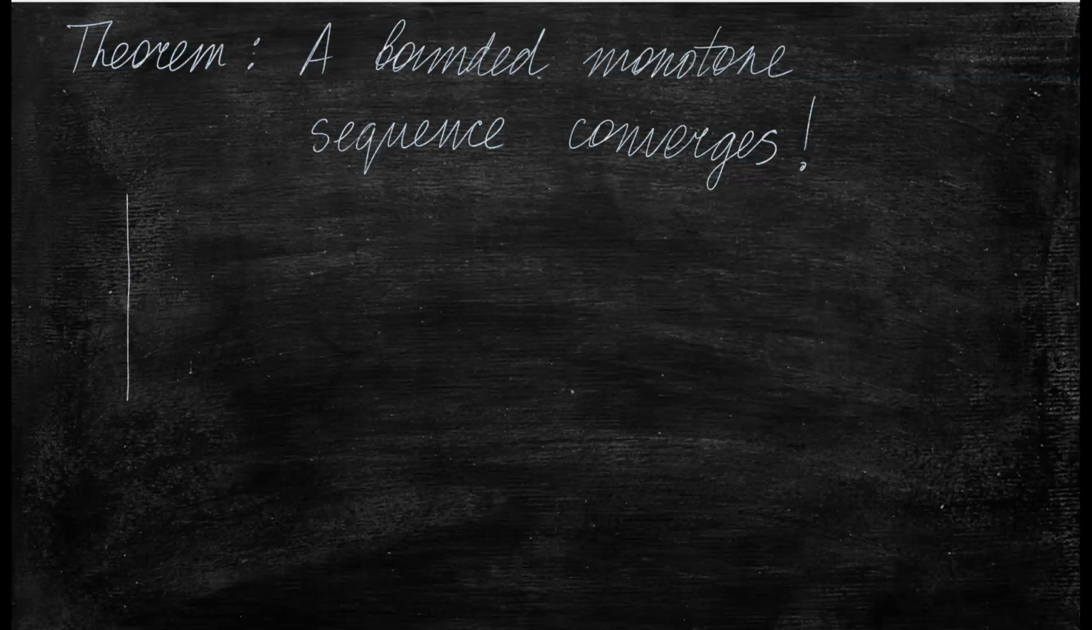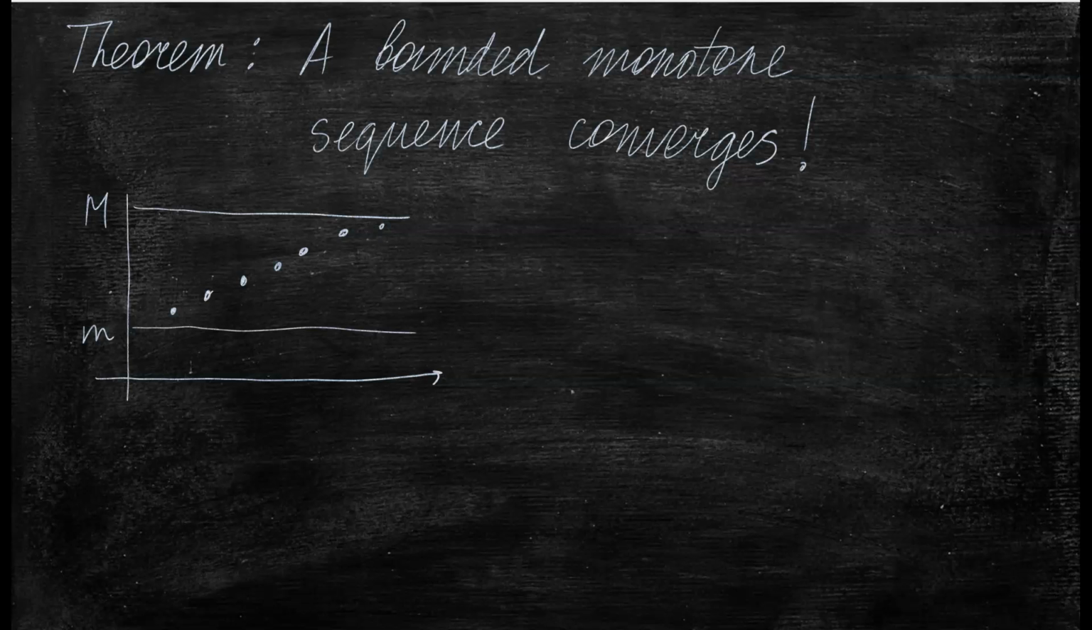So if you can prove that your sequence is bounded, meaning it doesn't go above a certain value M and doesn't drop below a certain value lowercase m, and at the same time it is monotone, meaning it's either always increasing or always decreasing, then the theorem says it has no choice but to converge.